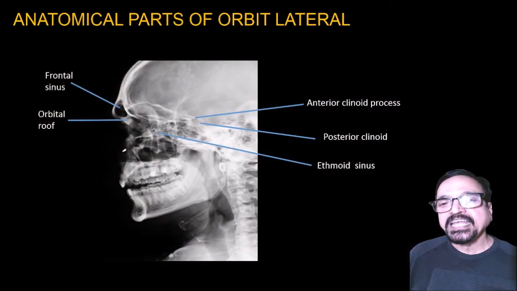What structures do we see? A frontal sinus, lateral view, a fairly nice view for the frontal sinus. Then the orbital roof is fairly acceptable anteriorly. Then the anterior clinoid and posterior clinoids are well seen, and the ethmoid sinuses are overlapping and it is difficult to know which is which side.